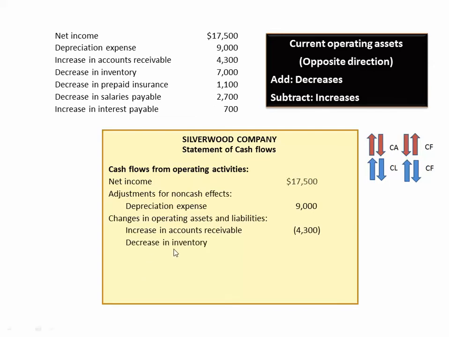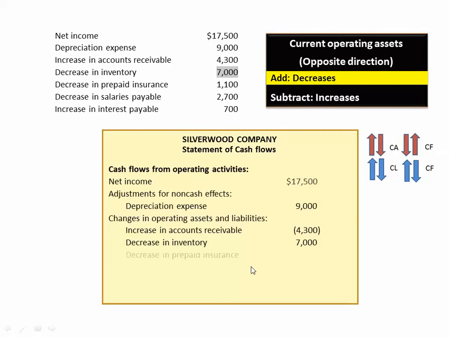Decrease in inventory. Inventory is a current asset, and if we decrease it, the corresponding second bar is we increase the cash flow. So if we decrease the inventory, we're going to add that decrease. Decrease in prepaid insurance. It's going to be the same thing here because these are both current assets, right? So we're going to add that.